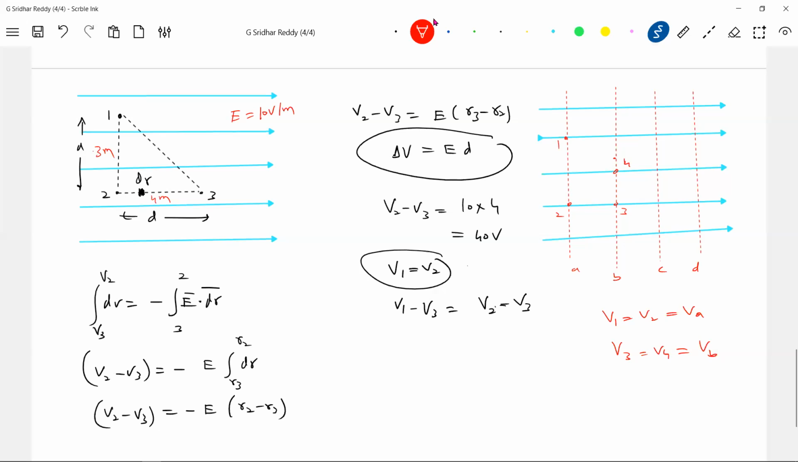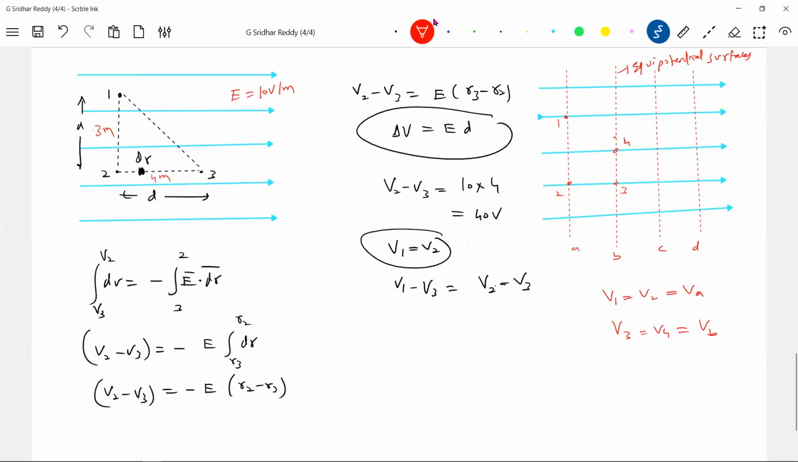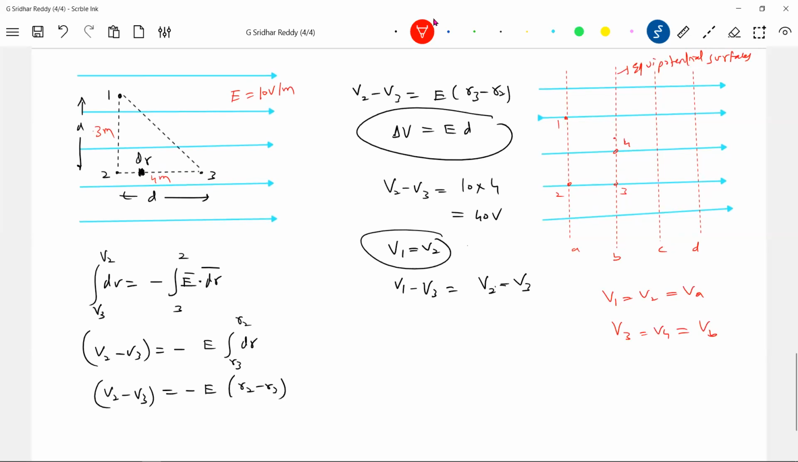So what are these red dotted lines? Equipotential surfaces. How should the equipotential surfaces be? The E bar should always be directed normal to the equipotential surface. I think we concluded this in the previous class. Once again, I'm reminding you here. Able to understand now?